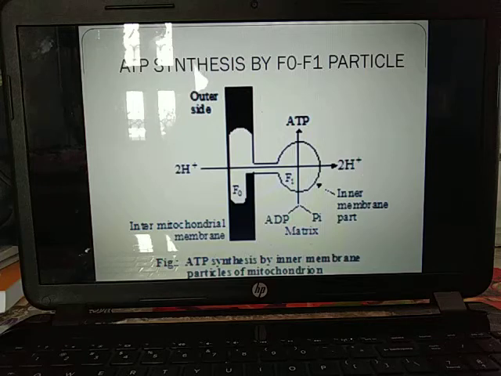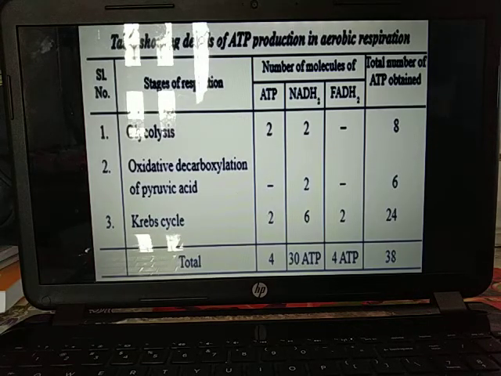Now we will discuss the balance sheet of the ATP. What is a balance sheet? There is a net gain of 2 ATP molecules during glycolysis and 2 ATP, that is we can say GTP, molecules during the double Krebs cycle. Glycolysis also forms 2 NADH2. Now its reducing power is transferred to mitochondria for ATP synthesis.